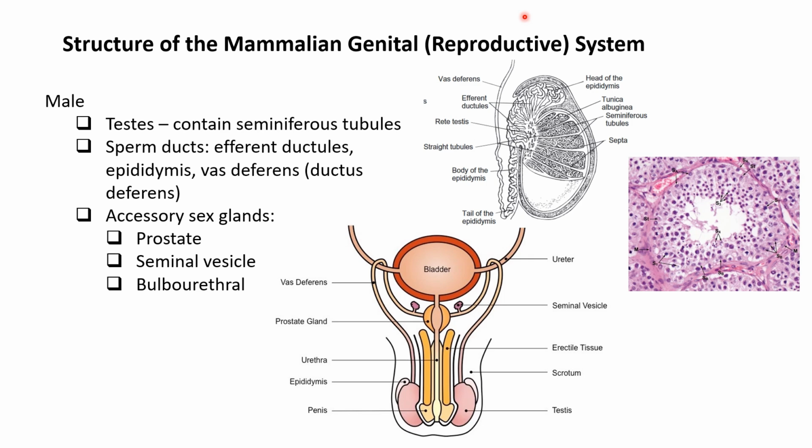And then upon ejaculation, the sperm will swim through the vas deferens, also called the ductus deferens, and then on to the urethra, which serves as a common passageway for urine and sperm. Along the way, the prostate, the seminal vesicles, and the bulbourethral glands add their secretions, constituting the seminal fluid.